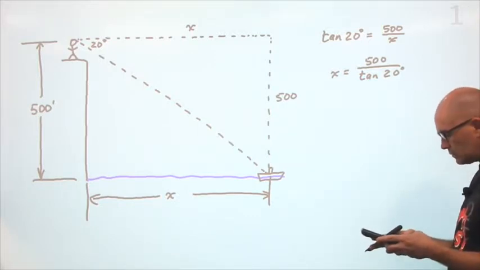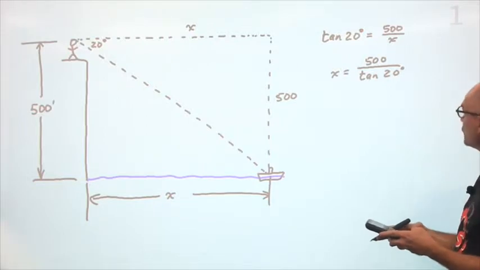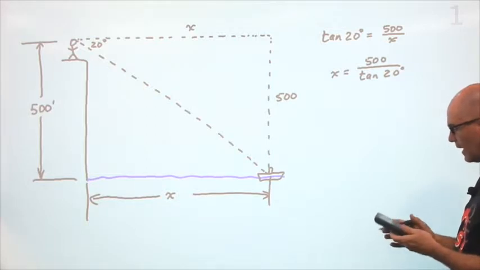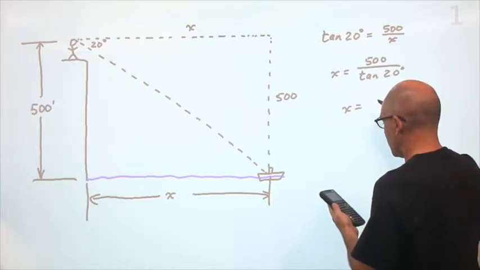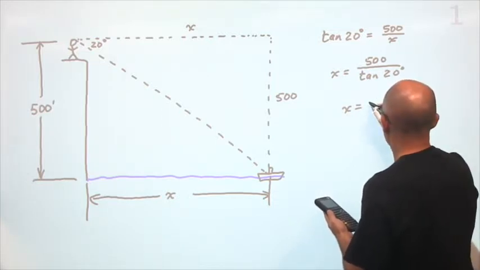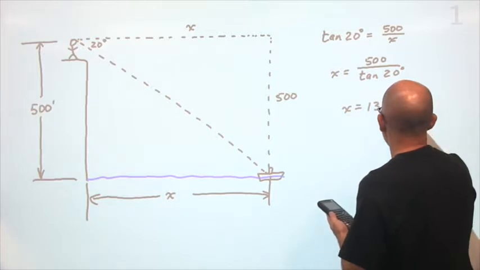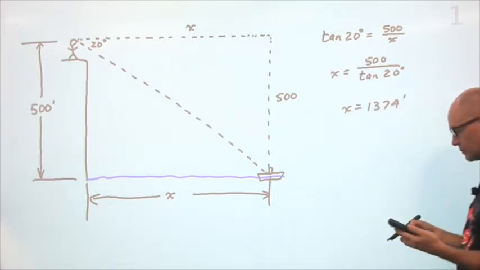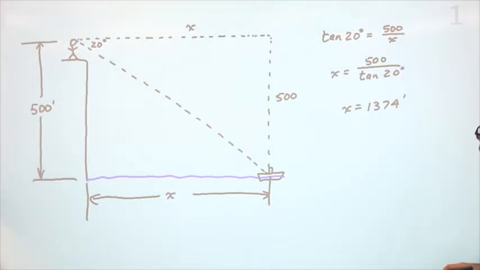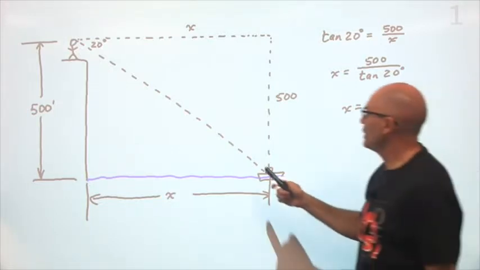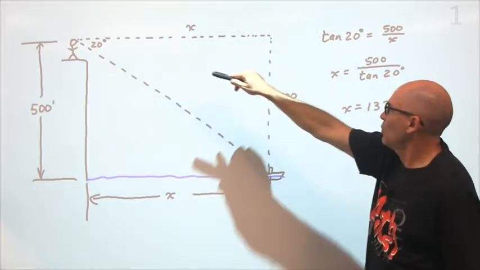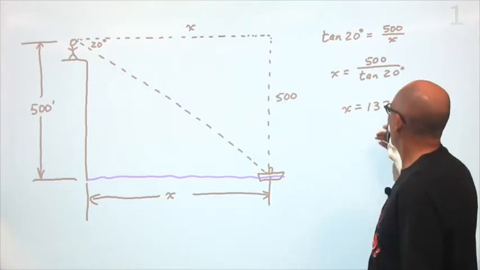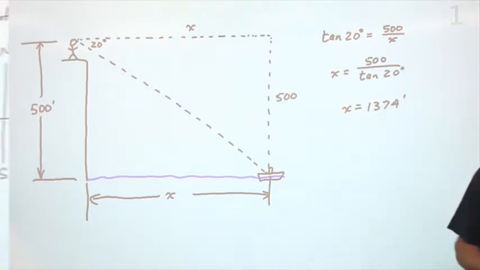So I go 500, enter 20, tangent, divide. And x turns out to equal 1373.738. So 1374 feet. So you look at it once again and notice I drew the 20 degrees a little bit too big. So really it should be a little bit further out there, but that's my distance out.